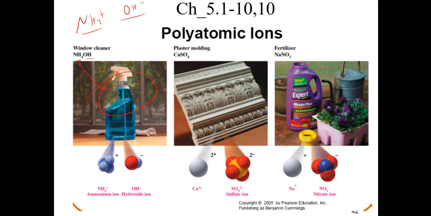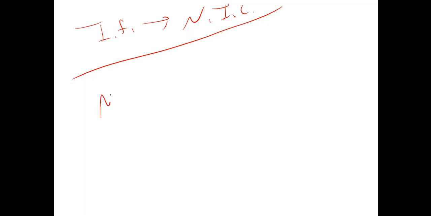Let's go from ionic formula to the name of the ionic compound. You already learned that NH4+ is called ammonium. Because of the positive charge, we can call this the ammonium cation, although you could also get away with saying ammonium ion. And OH- is a hydroxide anion.